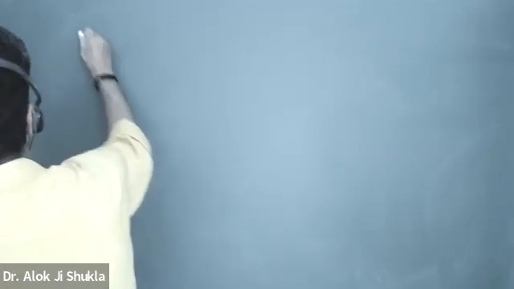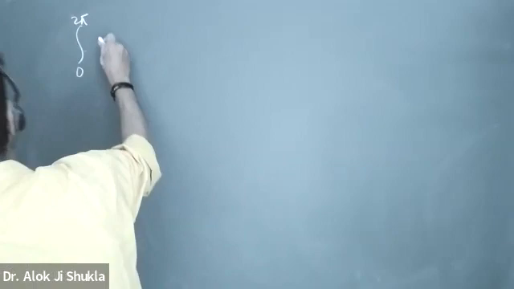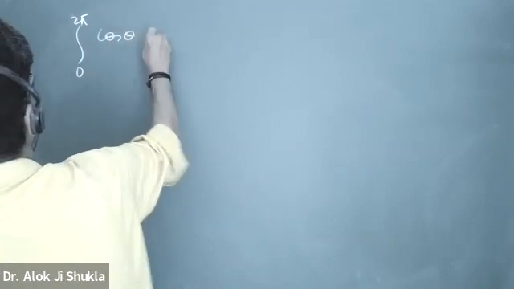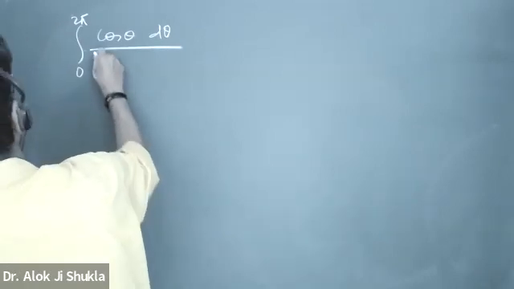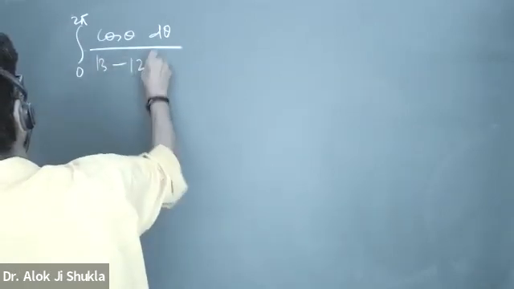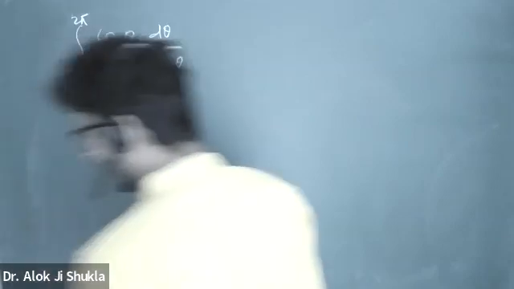Like, suppose this is the question: integral from 0 to 2 pi of cos theta d theta upon 13 minus 12 cos 2 theta. Now how to handle?